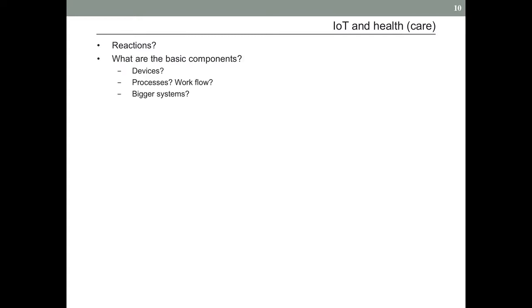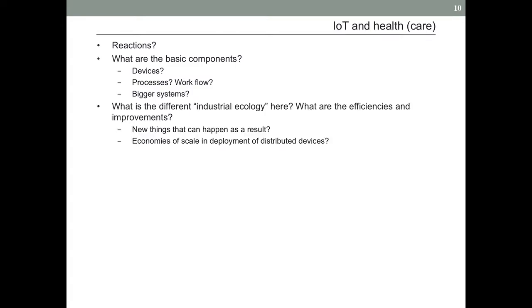But we'll also try to level things up and get on the same page by looking at the components. What are the devices that we're actually talking about connecting? What are the different processes, and from a company standpoint, the workflow here? And then what are the bigger systems that we're talking about? It's interesting to think about one Apple Watch. What do you do when you deploy 1,000 of them? What opportunities are there when you deploy 10 million of them? So we'll think about those issues. What is the different industrial ecology here? What are the different relationships and the different moving parts? And then what are the efficiencies and the improvements? And I want you to think about the new things that can happen. You see some of that in these videos.